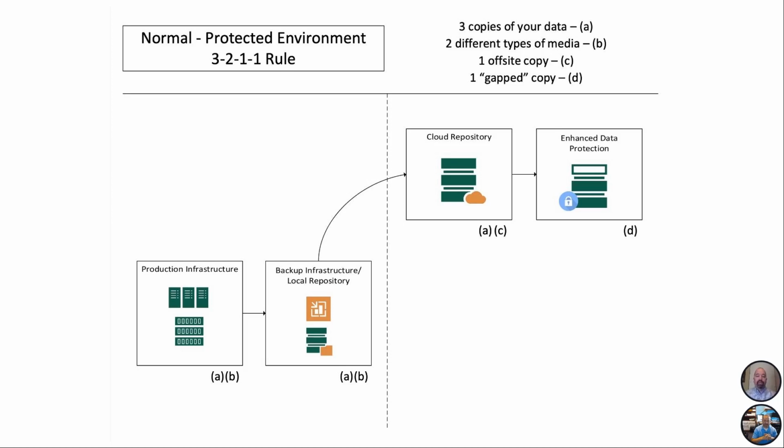And then we have the gap copy, which for us it's not air gap, it's a near gap, right? We have a proprietary system that we developed that separates the enhanced data protection data from the cloud repository. Users cannot access the data from within the cloud repository. We block that off, right? And we've talked about that in other webinars, and we have some information on our website.